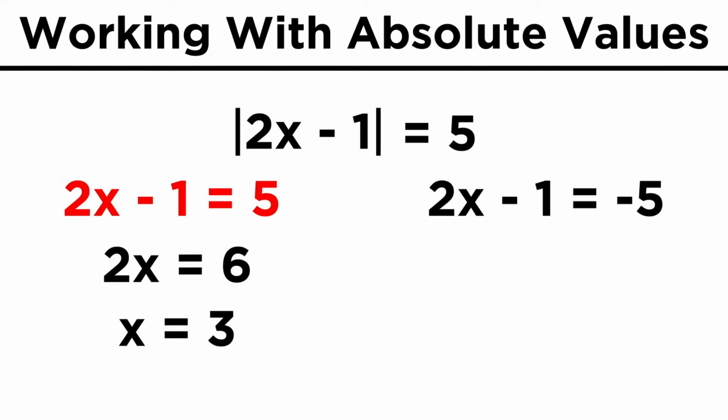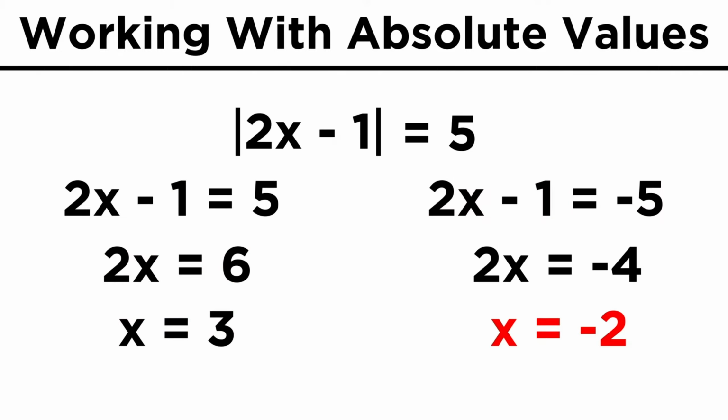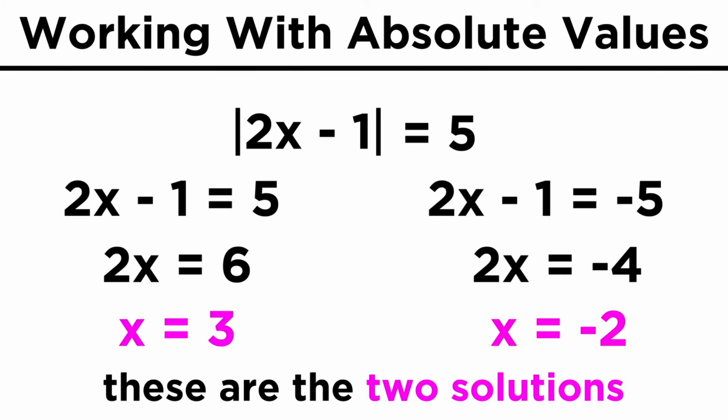For the first one, we add 1, divide by 2, and x equals 3. For the other, we do the same thing, but we get x equals negative 2. So those are the two solutions in this case. The equations can get harder than this, but the approach will always be the same.